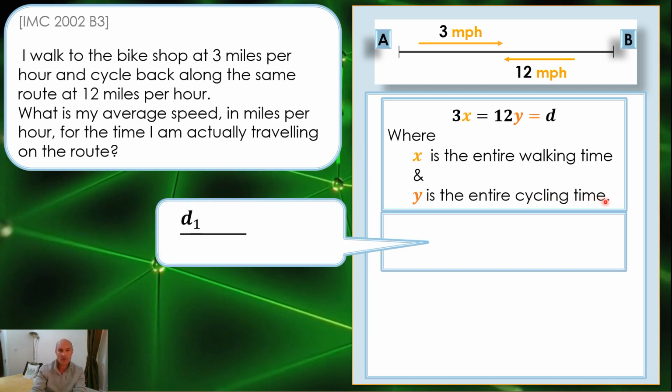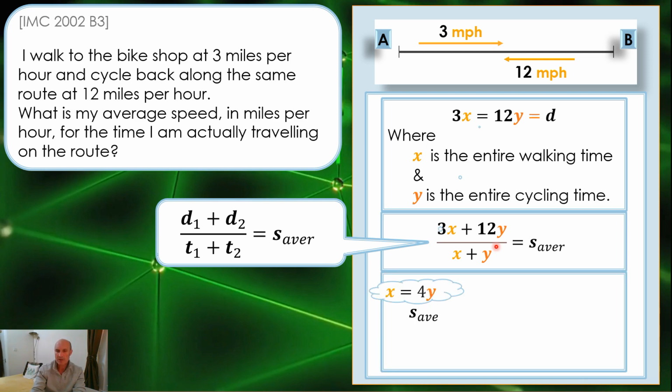Further, in the general formula, we're going to substitute the two distances as follows: 3x plus 12y in the numerator, and the total of time as the total of the walking and cycling time. Further, in the same formula, I'm going to substitute one of the terms with the other one, as we know that they are equal. I have chosen to substitute the walking distance with the cycling distance.